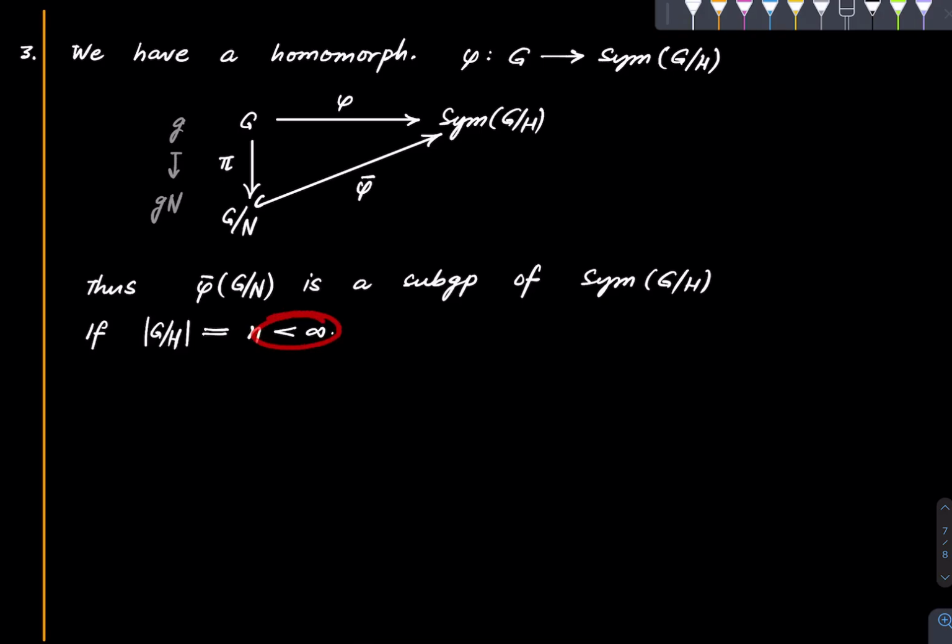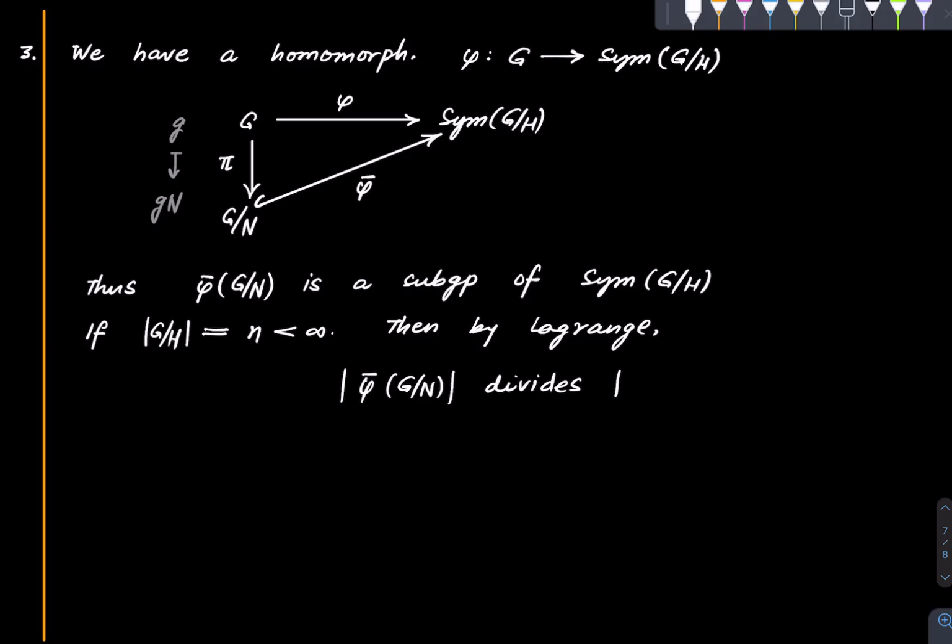This is the notation for finite. If you say some quantity is less than infinity, it just means that it is finite, nothing more complicated or interesting than that. So if H had finite index in G, and if the index is denoted by the letter n, then by Lagrange, the cardinality of phi bar of G mod N divides the cardinality of the symmetric group of G mod H, which is n factorial, because G mod H has size n. And since phi bar is injective, this left hand side is nothing but this. So these two things are equal.